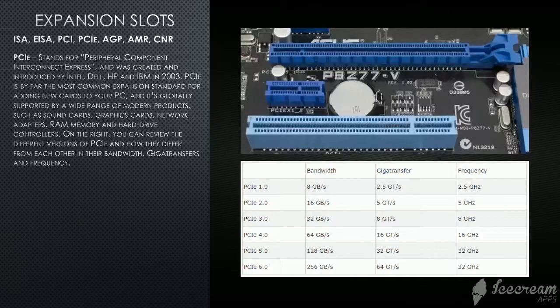On the right, you can review the different versions of PCIe and how they differ from each other in their bandwidth, gigatransfers, and frequency. PCIe has 6 versions, and as you can see on the right, their main differences are their speed limits, which are calculated in gigabytes per second, gigatransfers, and gigahertz.